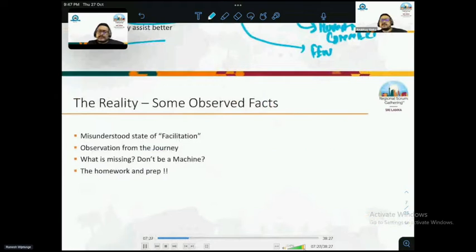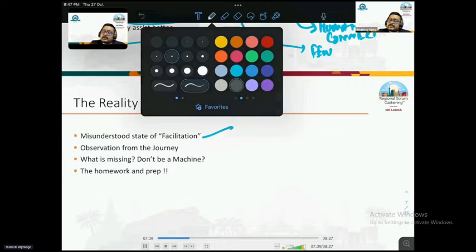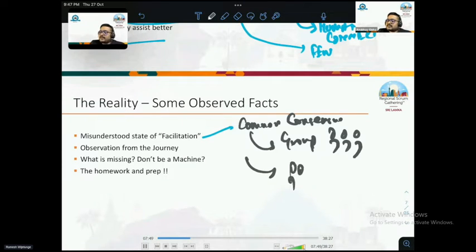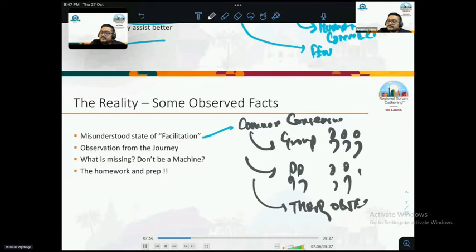The reality, the misunderstood state of facilitation. Facilitation is what? Facilitation, in my experience, is about building a common consensus for the group, for the various teams you are working with, for their objectives, their purpose. This is what facilitation is about.